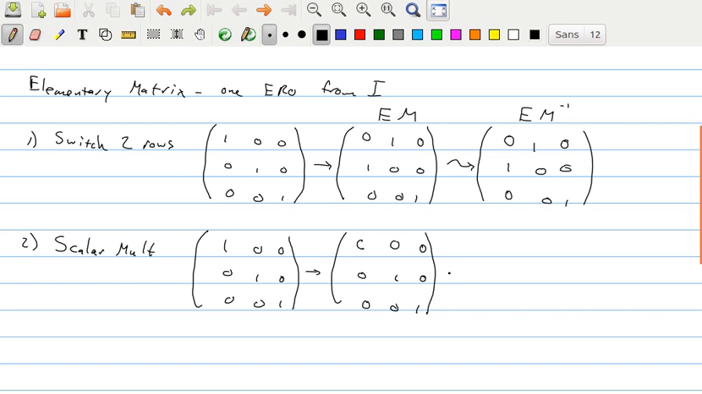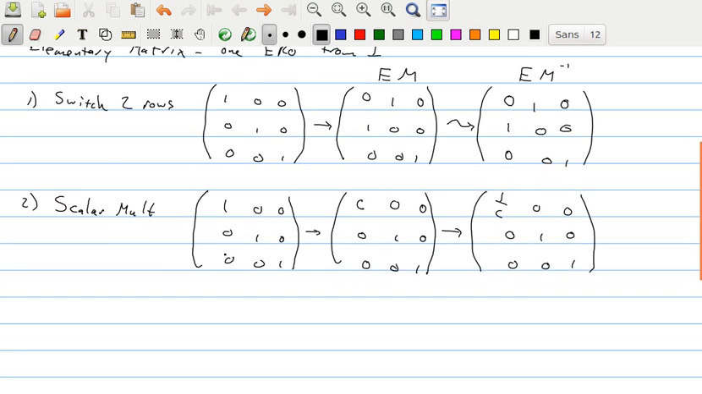Okay, and then its inverse, to undo that operation, we'd have to divide the top row by C. That's why we insisted that the scalar multiple not be 0. It has to have a reciprocal. So we'll take the identity matrix and multiply the top row by 1 over C. And the bottom 2 rows will be unchanged. So this is the inverse of this elementary matrix.